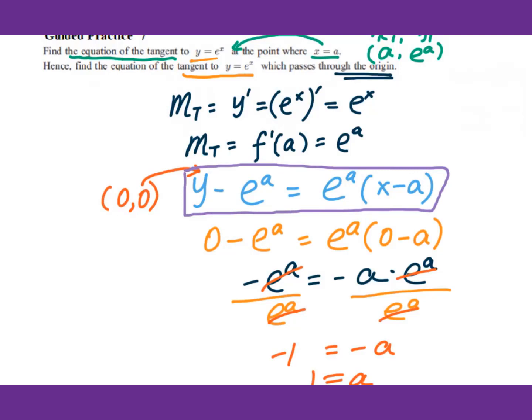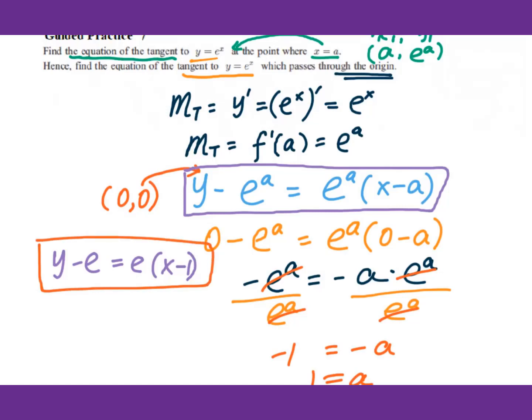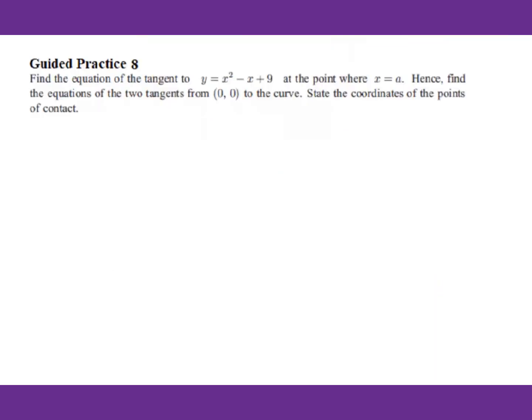After we get a equals 1, we go back to this equation of a tangent line. You will get y minus e equals e times x minus 1. This will be the equation of a tangent line to y equals e to the x power which passes through the origin. Let's go to guided practice 8.